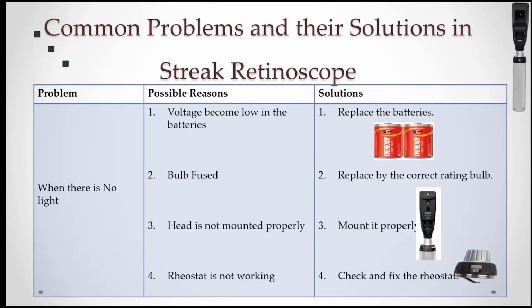So let us move on to the troubleshooting techniques of the Streak Retinoscope. When there is no light, there may be possible reasons. If the voltage in the batteries becomes low, then it won't give you light. So we have to check the voltage of the batteries using a multimeter, and we need to replace the batteries.